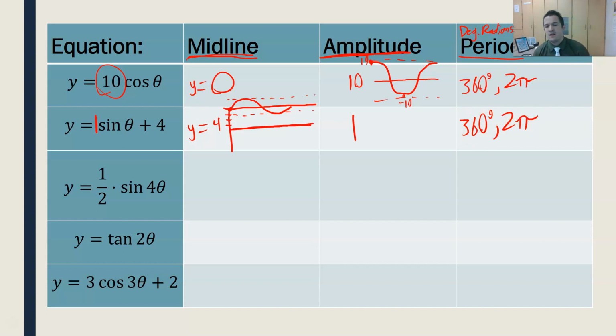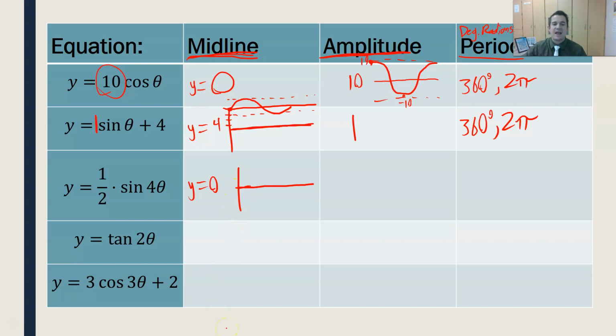Okay, let's look at this third one. y equals 1/2 times the sine of 4 theta. Is there a midline shift? No, I'm not adding anything on the end here. There's no c value, so my midline is still going to be at 0. So y equals 0, that's my midline right here.